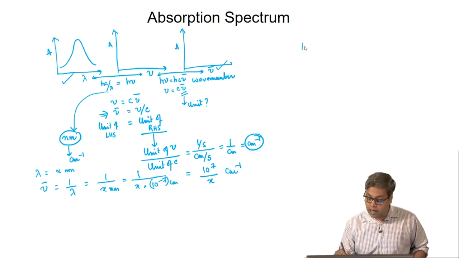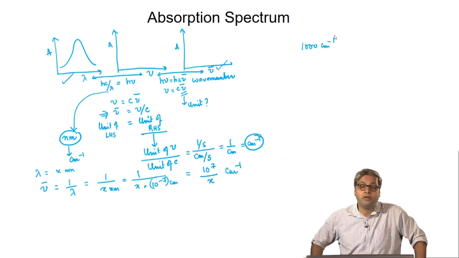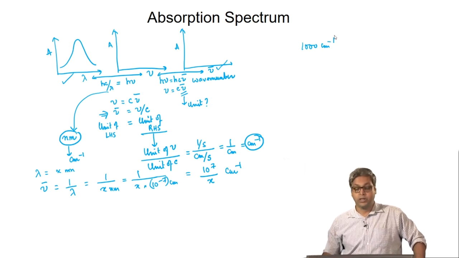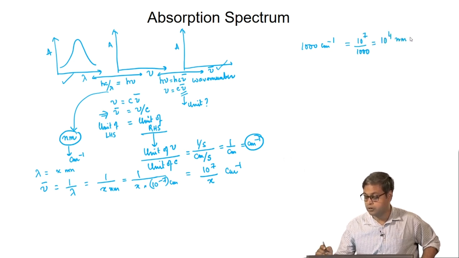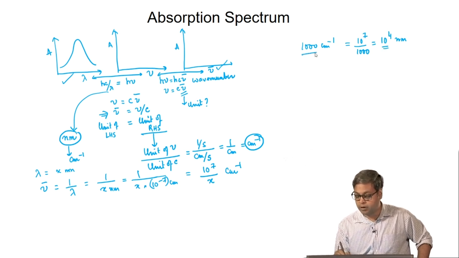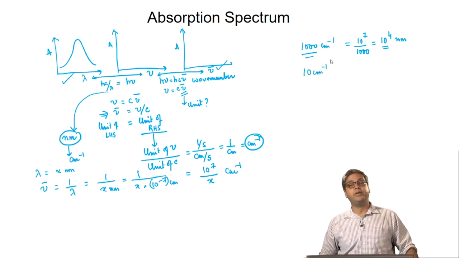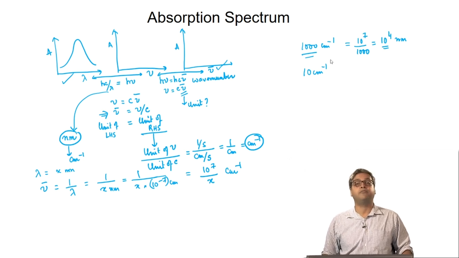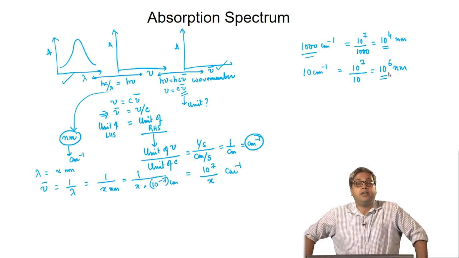For example, 1000 wave numbers is a typical IR frequency. If we convert this number into nanometer, it will be 10 to the power 7 by 1000 equals 10 to the power 4 nanometer. So, 10 to the power 4 is a larger number than 1000. Similarly, 10 wave numbers is a typical energy gap involved in a microwave transition. This amounts to 10 to the power 7 divided by 10, that is 10 to the power 6 nanometer, which is a very, very large number.